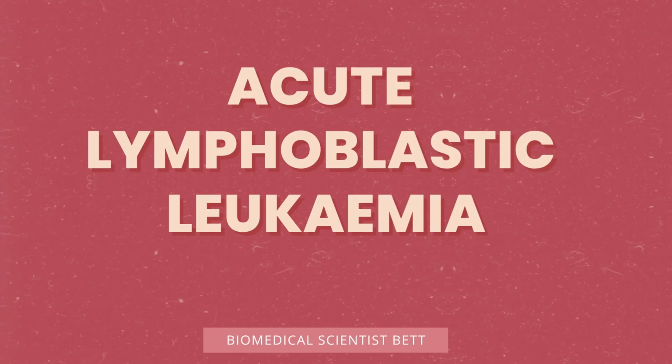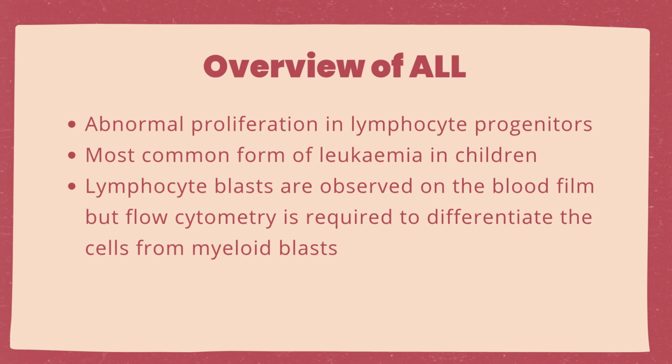Hello everyone, today we're going to be discussing acute lymphoblastic leukemia. So acute lymphoblastic leukemia, or ALL, is the abnormal proliferation of lymphocyte progenitors. It is the most common form of leukemia in children. It is characterized by lymphoblasts on the blood film, but you need to do ancillary testing such as flow cytometry to differentiate them from myeloid blasts.